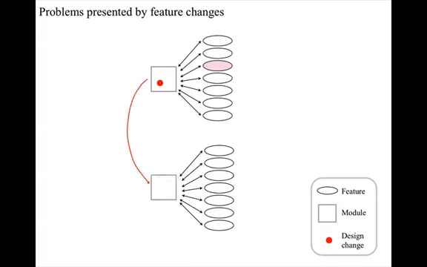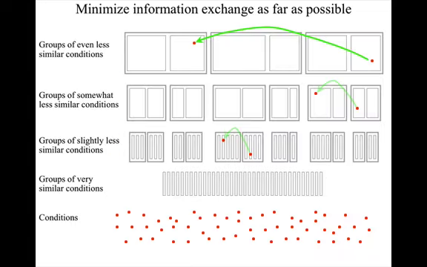Furthermore, if there's information exchange between modules, the change to one module risks introducing unplanned effects on the modules with which it shares information, and hence on all the features that are supported by those other modules. One thing you can do to reduce these undesirable side effects is to minimize information exchange between modules. But remember that the reason for having information exchange is to reduce the amount of resources needed. So there's a conflict between resource economy and the ability to modify the system without undesirable side effects.